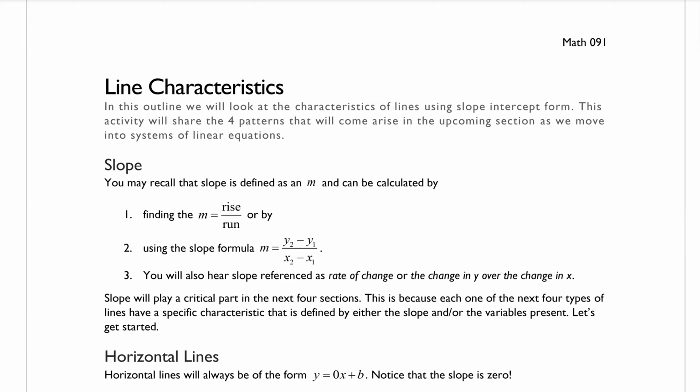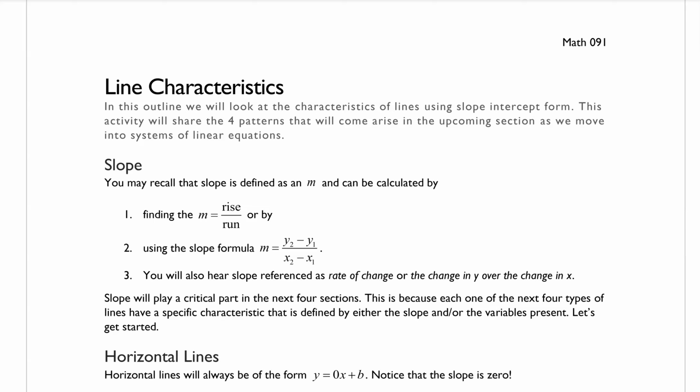You may recall that slope is defined as an m and can be calculated by finding the rise over run or by using the slope formula y2 minus y1 over x2 minus x1. You will also hear slope referenced as rate of change or constant rate of change or the change in y over the change in x.